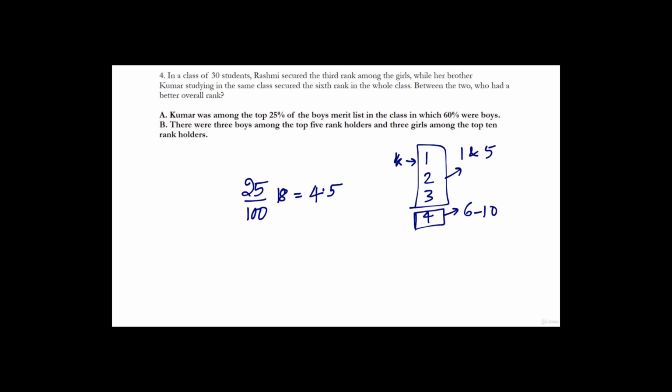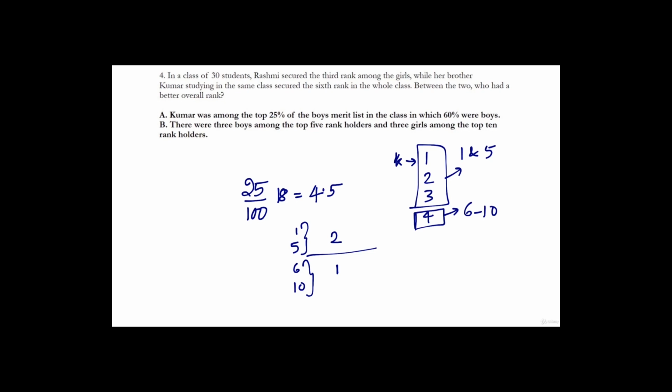And there were 3 girls in the top 10 rank holders. So that means there are exactly 2 girls in the top 5 and 1 girl in the next 5. So 1 to 5 there are 2 girls, and 6 to 10 there is only 1 girl in the ranking.